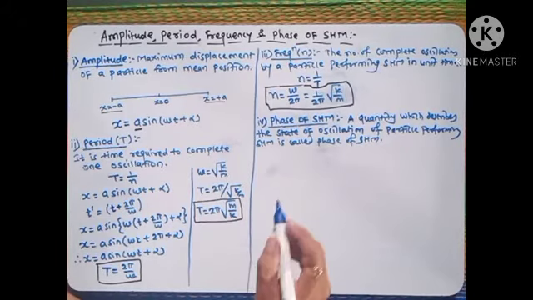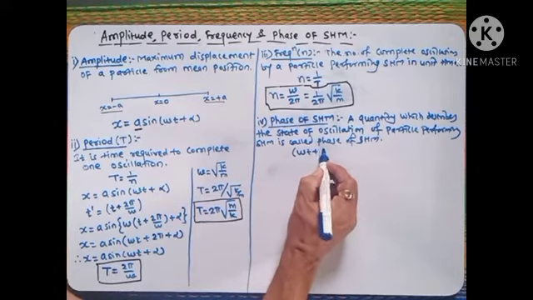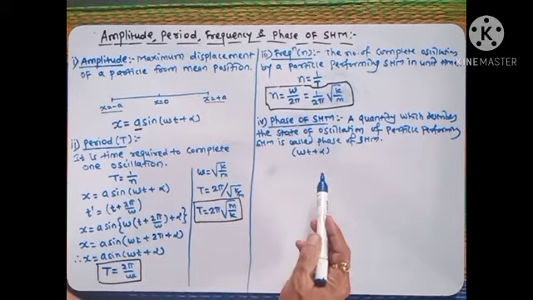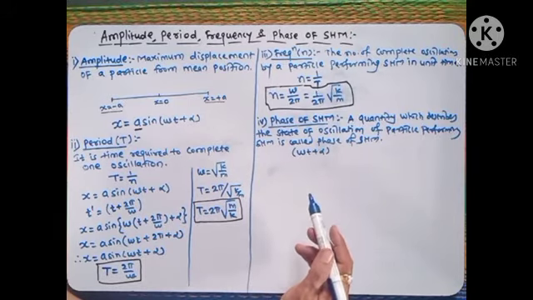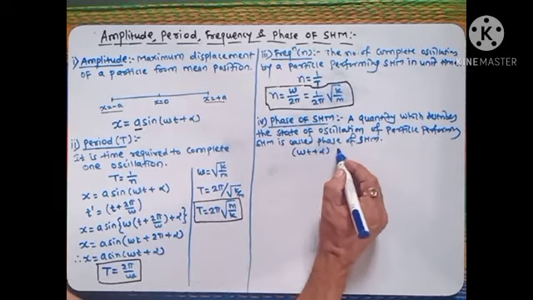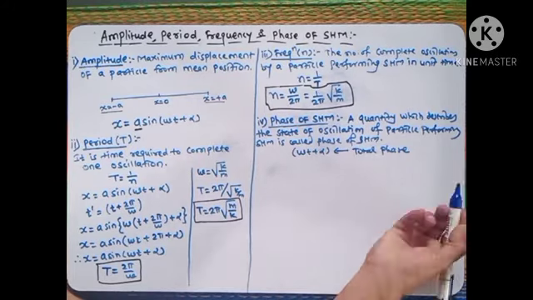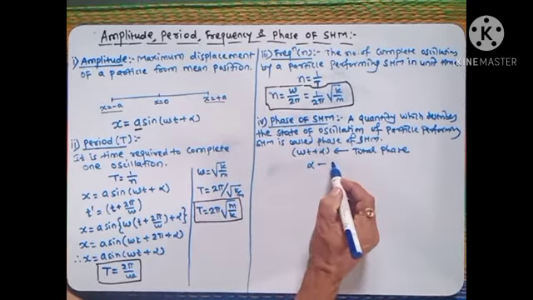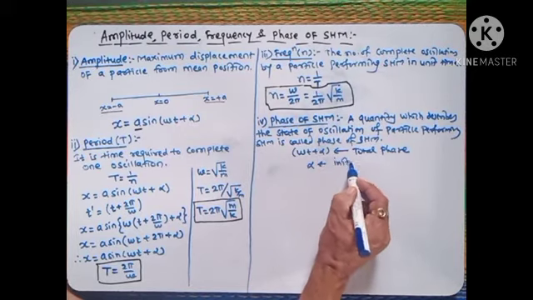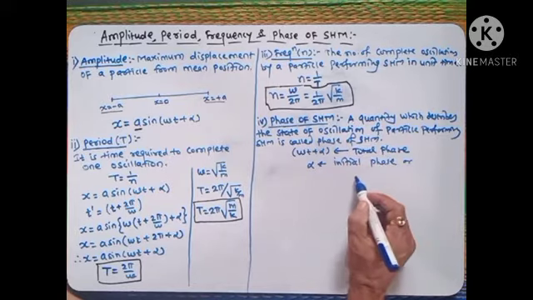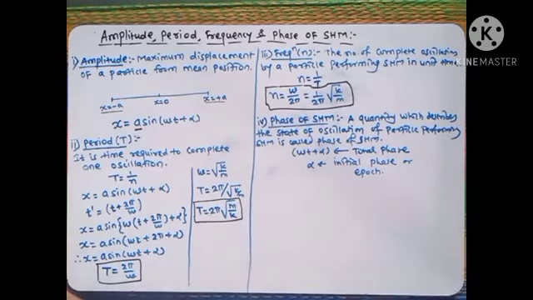That means we consider here omega t plus alpha. It describes the state of oscillation, and so we call it the phase of SHM. In this omega t plus alpha, this is the total phase. And in this we consider alpha, this is the initial phase, or we call it an epoch. These are some definitions in case of SHM.